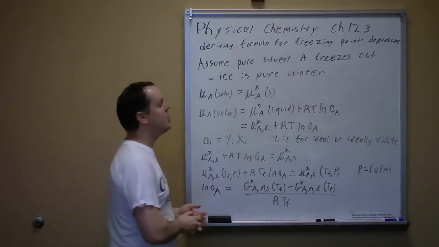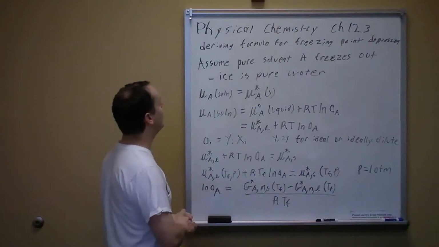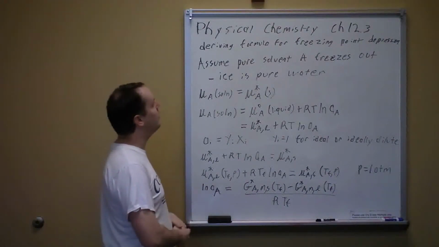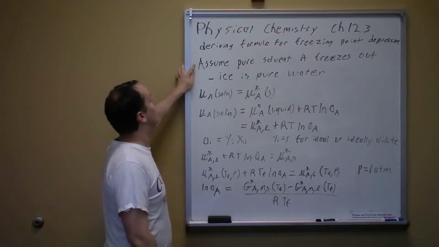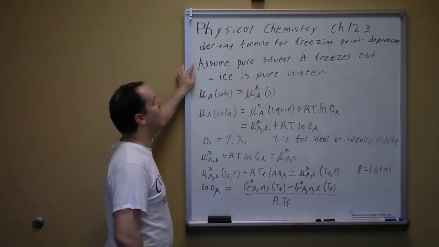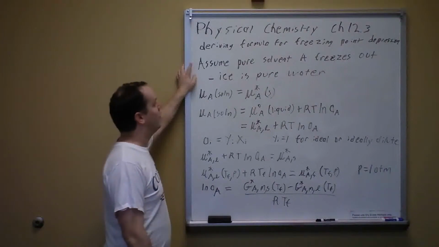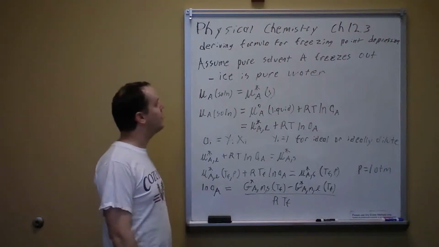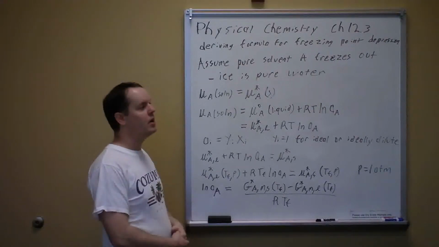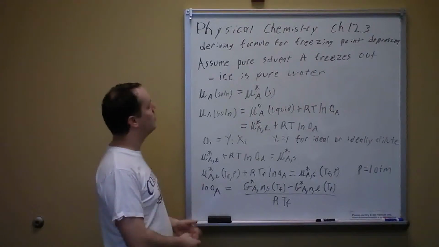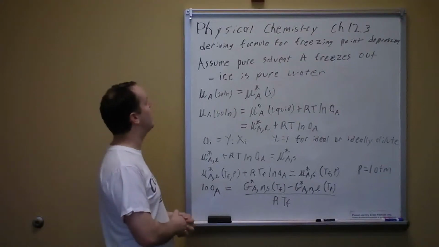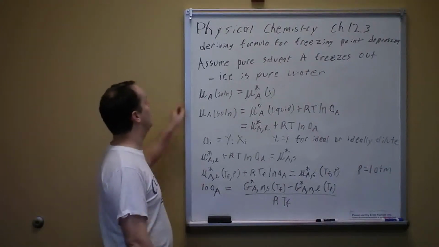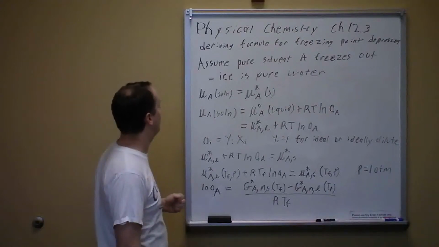This is Physical Chemistry, Chapter 12. We're continuing Section 3. We're now going to derive the formula to find freezing point depression for a substance. Now, for now, we're going to assume that pure substance A freezes out, the solvent. For example, think of salt water. In the ocean, it's salt water, but at the North Pole, when the water freezes, you get pure water freezing out. So this is actually a pretty reasonable assumption for what we're trying to do for now.